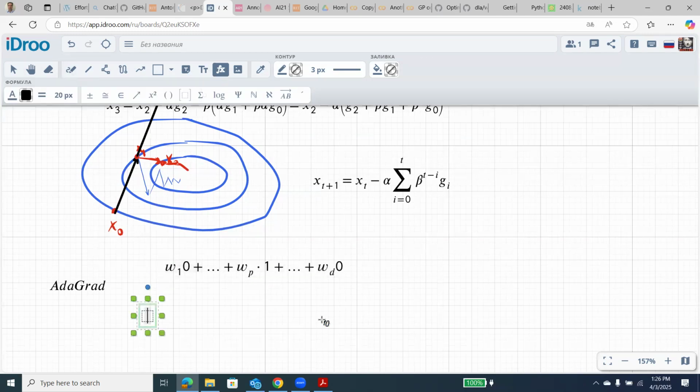Then maybe it doesn't make sense to update all the components of your gradient at every step. So in this method, they propose to update our weights component-wise. So for different coordinates to use different learning rates. Pretty simple idea. So the formula looks as follows.